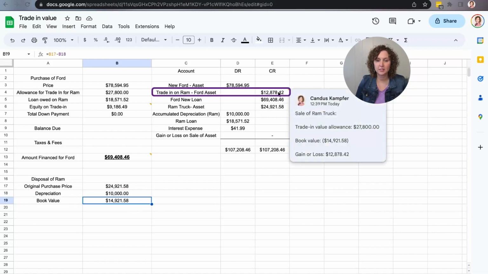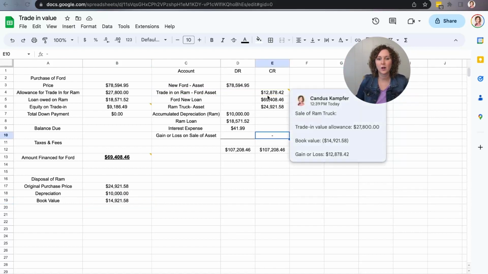Now, the one number they didn't tell you is the difference, which typically is going to be a gain or loss, but in this example, we're doing it as an asset. That's why you'll see I have a line here for gain or loss, but instead, we're actually reducing the asset value. So we're taking the trade-in value minus the book value, which I shared on the other screen, that gives you the gain or loss.